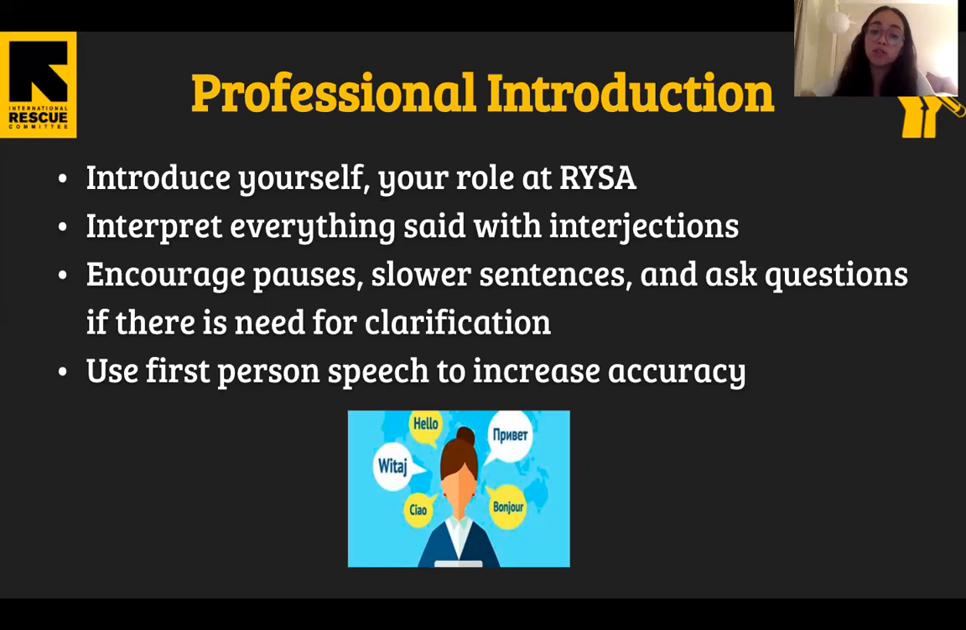Make sure you're also using first-person speech. This increases accuracy and allows for, again, the full message of a party to be received. I know it may sometimes be a little bit awkward to use first person, but we really want to encourage this because this is the best way to practice good communication and good interpretation.